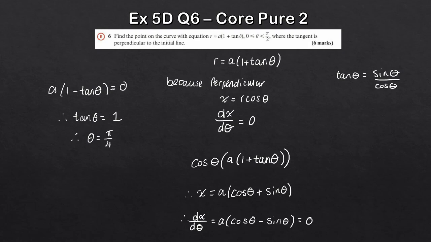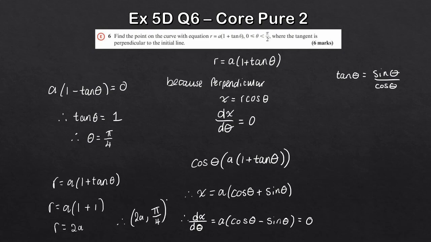So we've got theta. We just need to obtain essentially the x coordinate here now, which is the point. So again, just using substitution here, r is equal to a(1 plus tan theta). We know tan theta is equal to 1, so essentially r should be equal to a(1 plus 1). So r is equal to a times 2, or 2a. So essentially then the point would be (2a, pi over 4). Okay, so that's our final answer there.